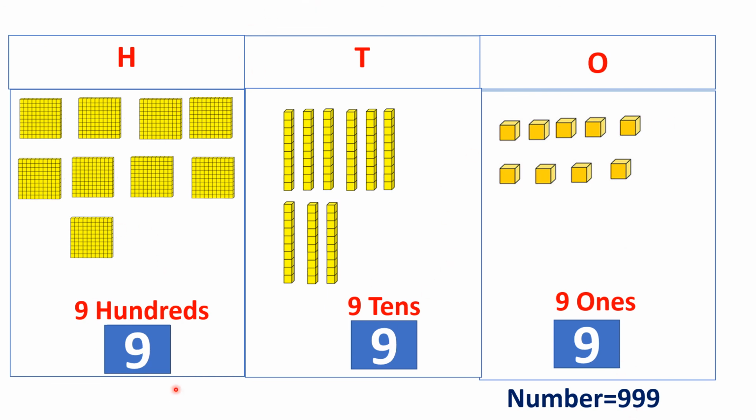That means the place value of 9 in the hundreds place is 9 hundreds. In the tens place its value is 9 tens which is equal to 90. And in the ones place it is 9 ones which is equal to 9. Whenever we are finding the place value, you have to write HTO, which can be read as ones, tens and hundreds. When we write this, we can identify and write the number very easily.